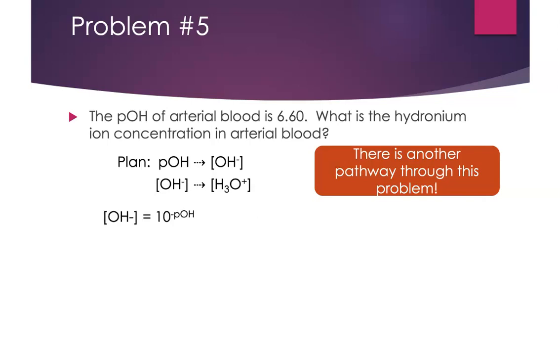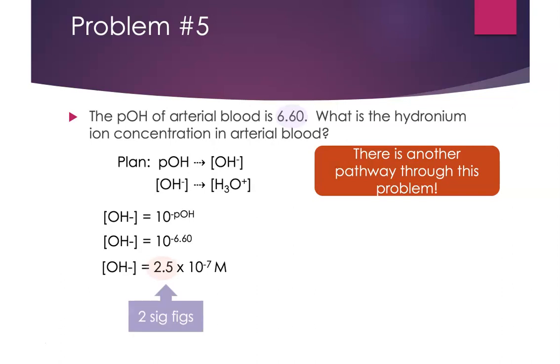So I know that the hydroxide ion concentration I can get from 10 to the negative pOH. So I can substitute in the pOH that I was given, and I get a concentration of 2.5 times 10 to the minus 7th molar. All right, so just the whole sig fig thing again. There are 2 digits after the decimal in my pOH. There are 2 sig figs in the pOH, and so I know my hydroxide ion concentration to 2 sig figs.